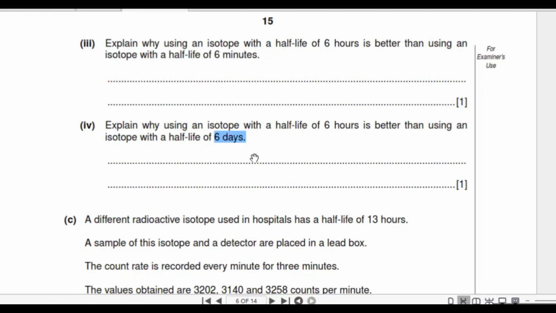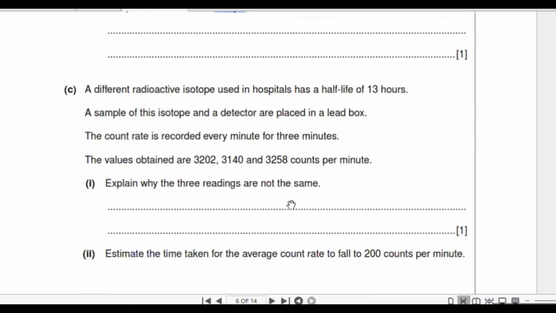Gamma radiations are still radiations. So if they are still in the body, they can cause some problems. They can cause a lot of problems. They can even increase your cancer.